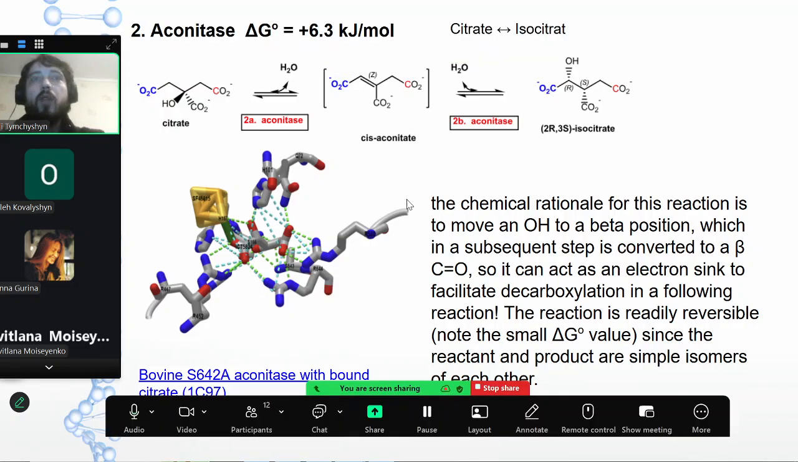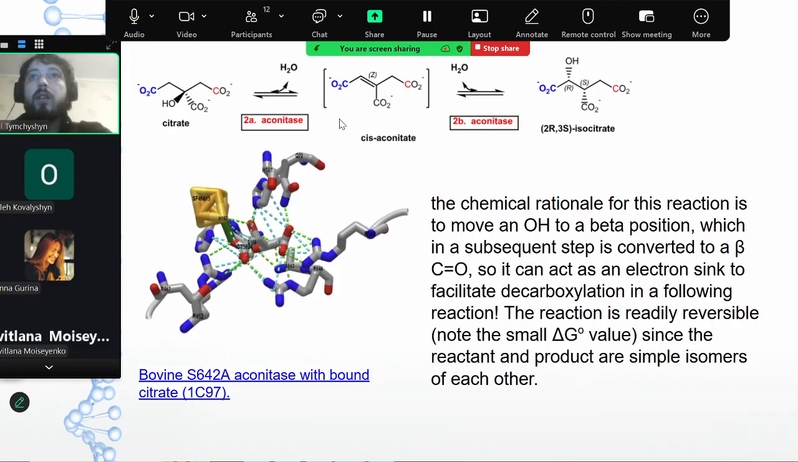Good. One more reaction is performed by aconitase. The chemical rationale for this reaction is to move an OH to the beta position, which in a subsequent step is converted to a beta keto group, so it can act as an electron sink to facilitate decarboxylation in a following reaction. So we will see that following reaction. The reaction is readily reversible, so you see that delta G naught is not so high.